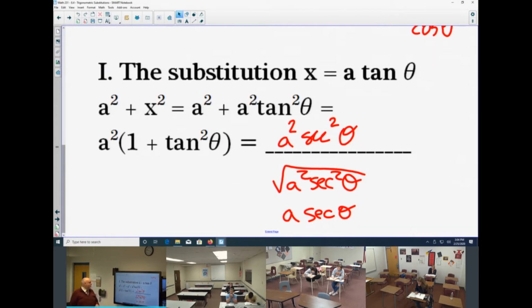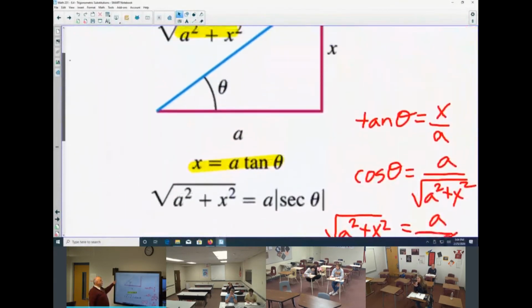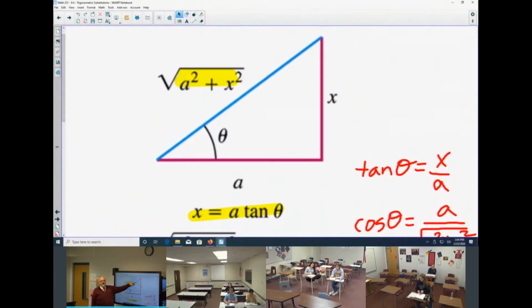Next to the blanks here, you put this in the blank. What I would like you to do is also draw this triangle next to that blank for part one. And you have that in your notes.